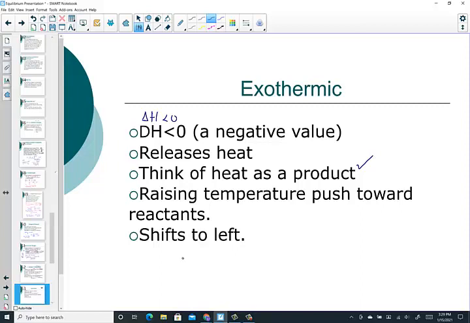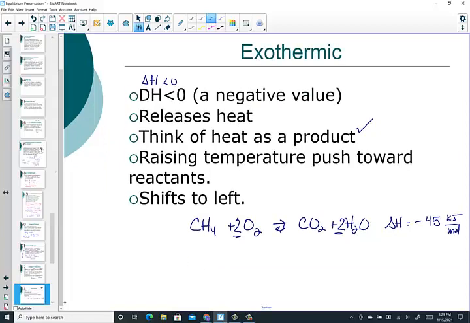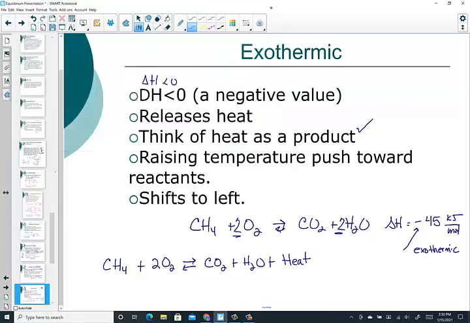Let's suppose I go back and I show a thermochemical equation, and I'll just show, how about methane plus oxygen in dynamic equilibrium with carbon dioxide and water. And I'm just going to show the delta H of this reaction is negative 45 kJ per mole. So what I'm saying is, when I see this as an exothermic reaction, I know that because the delta H sign is negative, you can rewrite this equation just by saying methane plus oxygen is in dynamic equilibrium with carbon dioxide, water, and just think about this as heat energy coming out of the reaction. Just write it as plus heat. And therefore, you can see very quickly what happens to temperature changes just by considering it as a product.